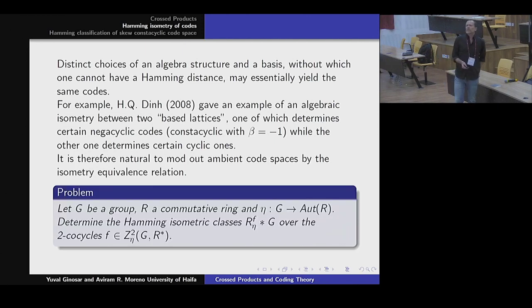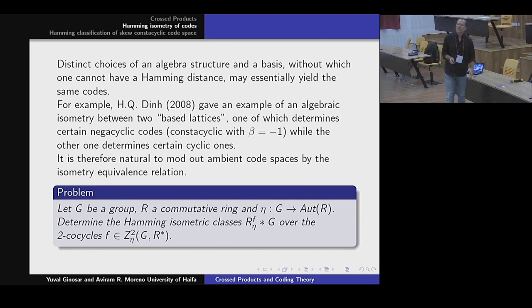And here is the problem. Let G be a group, finite of course, R a commutative ring, and eta an action of G on R. Determine the Hamming isometry classes of cross products R_eta^f G over the two-cocycles in this cocycle group. So you have to partition this cocycle group according to the Hamming isometry.